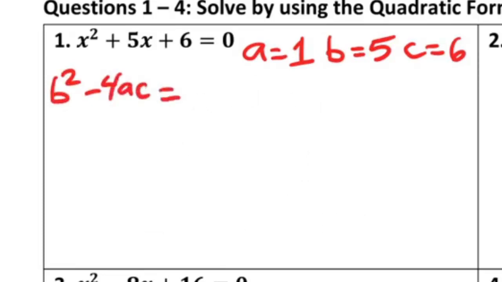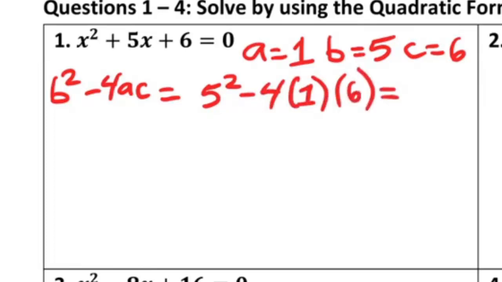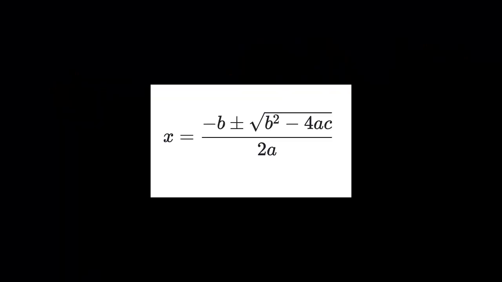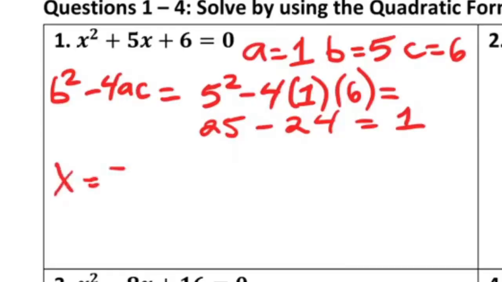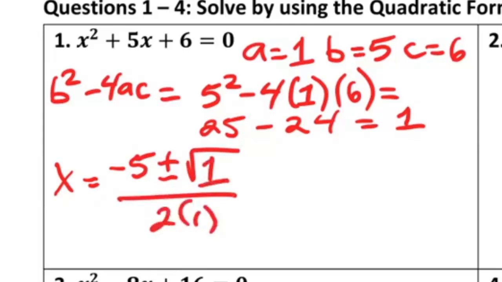By substitution, b is 5, a is 1, and c is 6. That's 25 minus 24, or just 1. Now the quadratic formula. X equals negative b plus or minus the square root of b squared minus 4ac, which we calculated to be 1, all over 2a. The square root of 1 is 1, so we have negative 5 plus or minus 1 over 2.